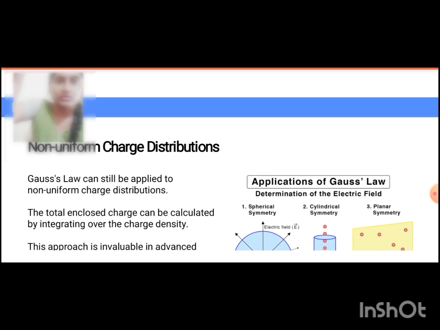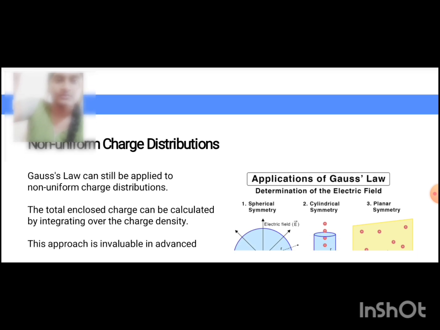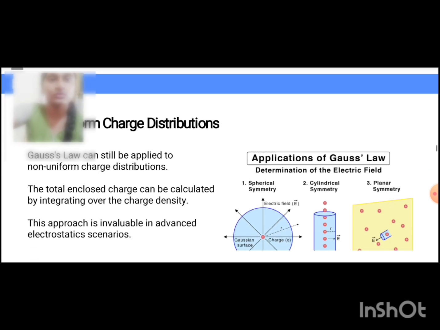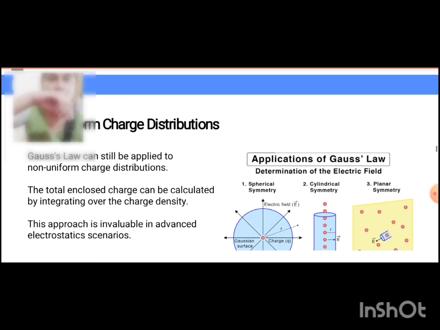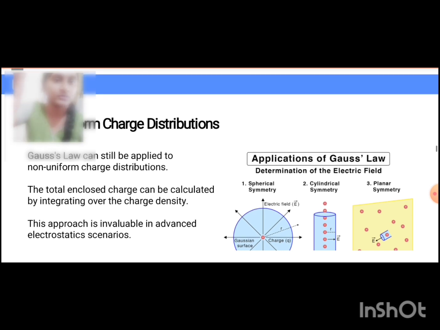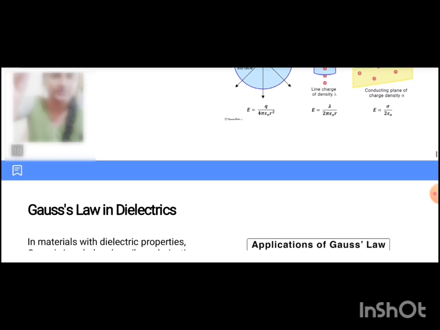So, Gauss law for non-uniform charge distributions. Gauss law can still apply to non-uniform charge distributions. The total enclosed charge can be calculated by integrating over the charge density. So this approach is invaluable in advanced electrostatic scenarios.